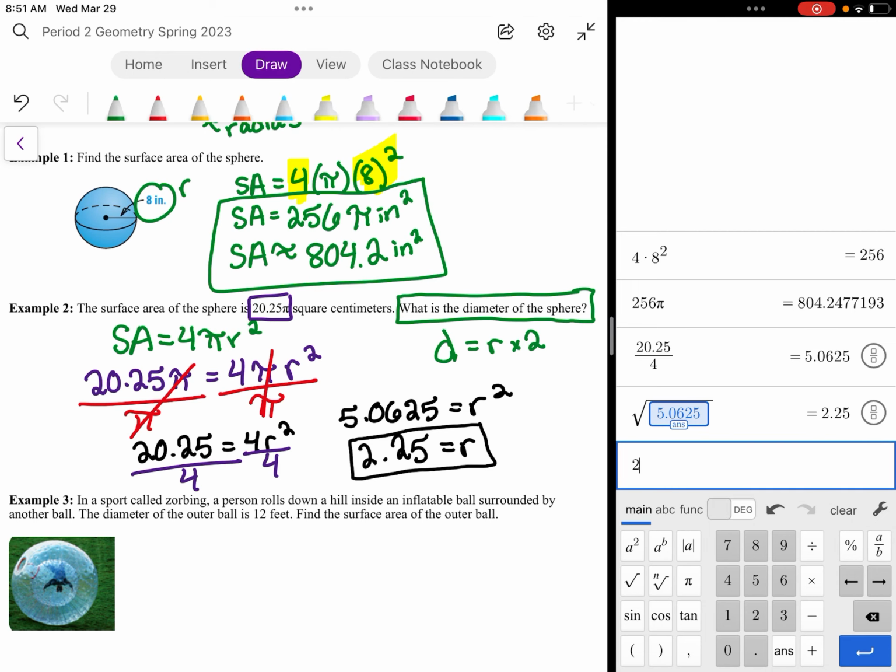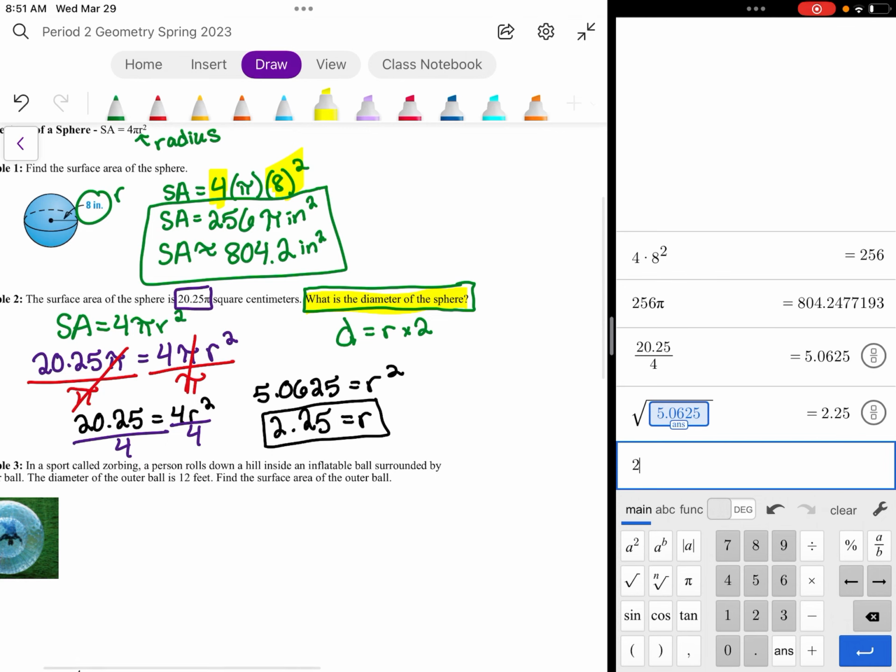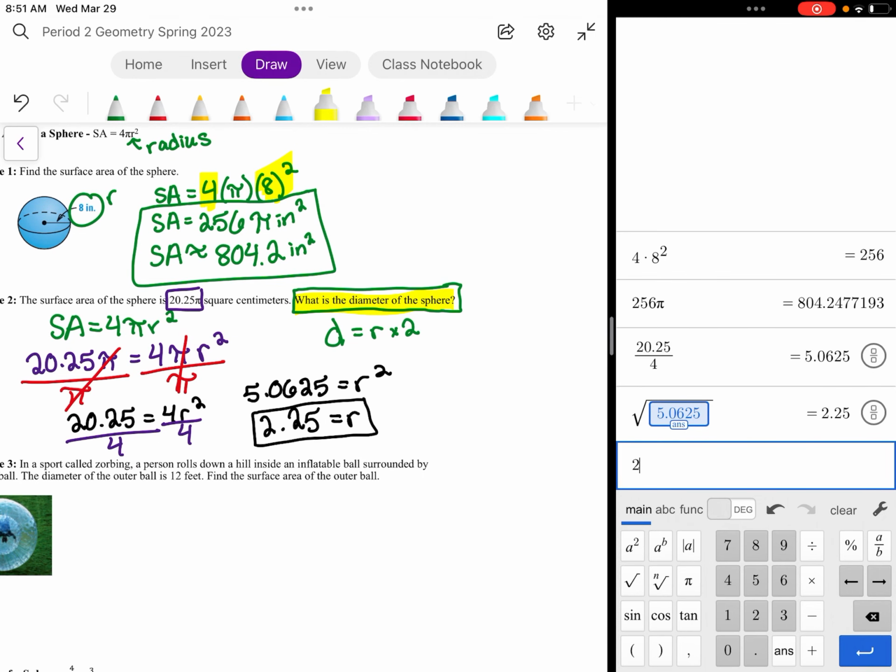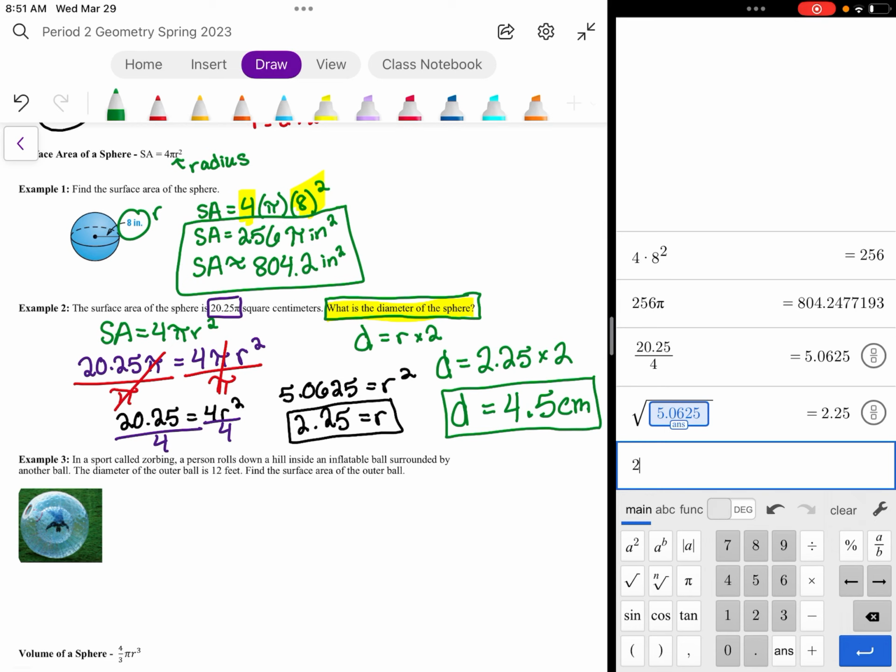With these questions, again, you want to make sure you are reading what they're asking you to find, because a lot of times people will stop at r but then not answer the question. And in the question, they wanted us to find the diameter, which is equal to the radius of 2.25 times 2. So our diameter is going to be equal to 4.5. And our units is just going to be centimeters because our diameter is just a length, and length doesn't have units squared.